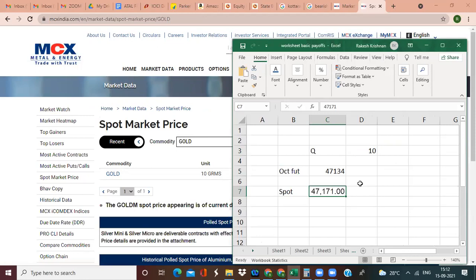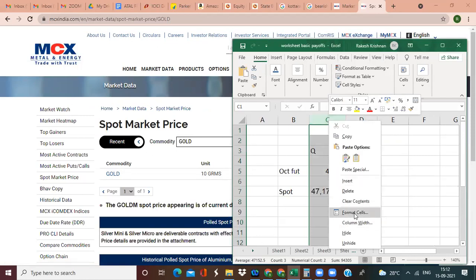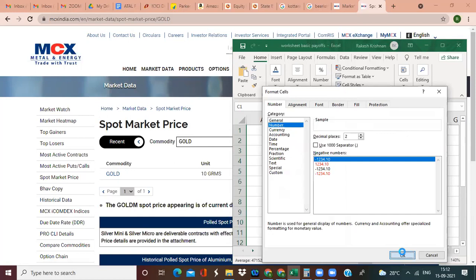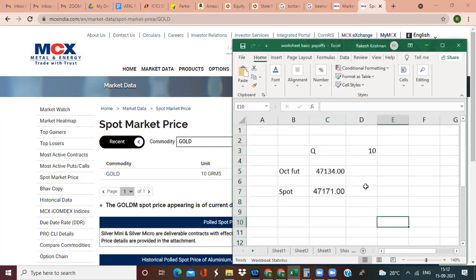Somebody was asking earlier whether futures affect cash price or cash price affects futures. An empirical relationship, if you want me to tell you, would be something like this. So there is a difference. What is the difference? The difference is spot is trading higher than the futures.